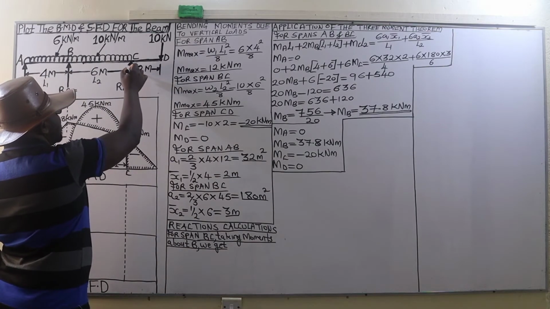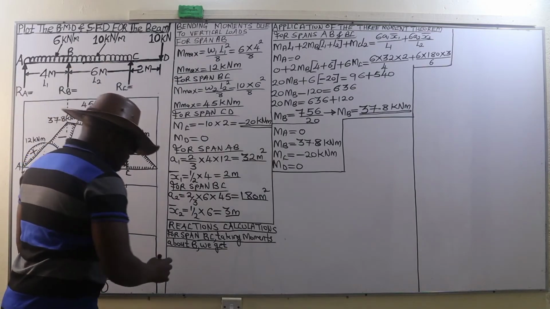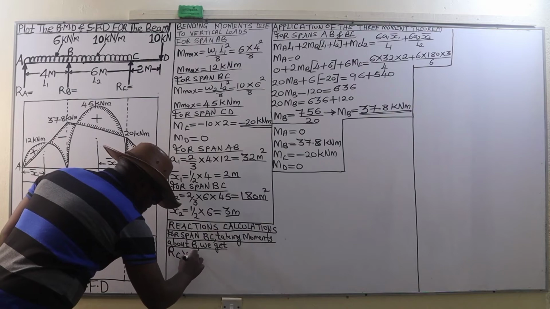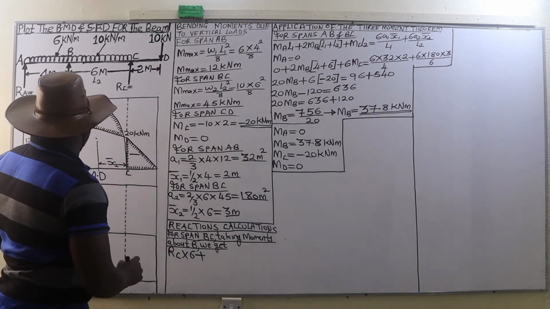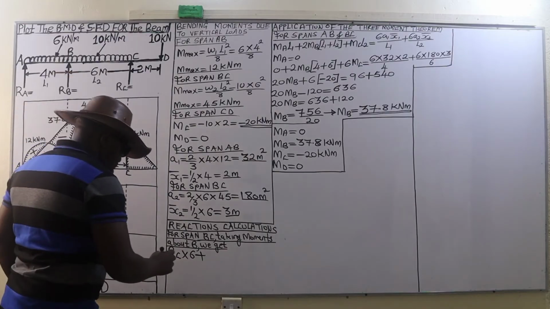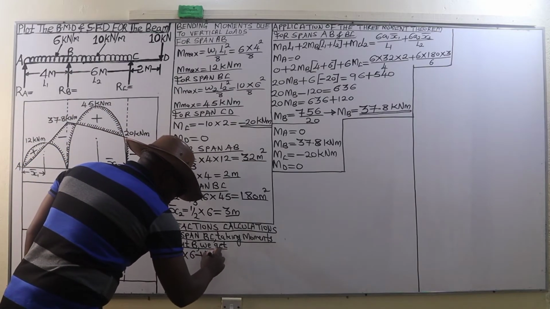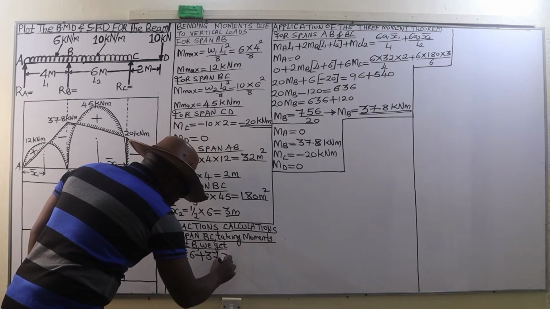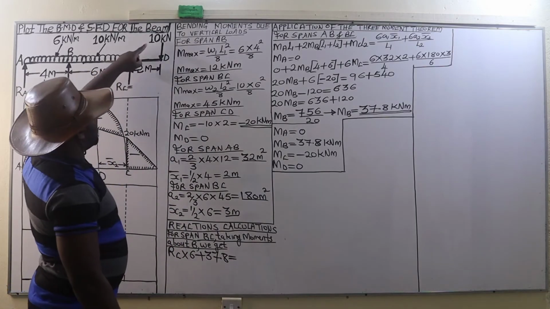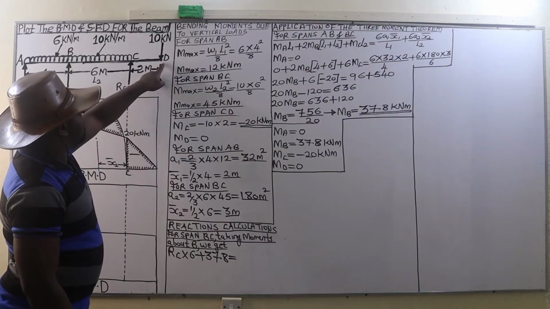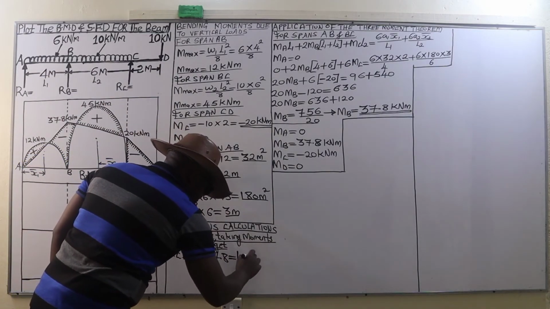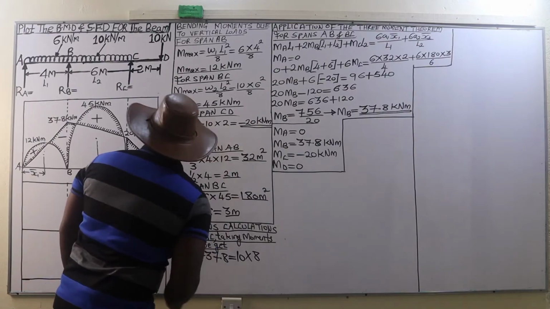So in this case, we are going to have the following anti-clockwise moments. RC multiplied by the distance from C to B, which is 6 meters. Therefore, that is RC times 6. Then we add an anti-clockwise moment, that is the bending moment at B, which we got as 37.8. This one will be equal to the following clockwise moments. 10 times the distance from D to B, which is 8 meters. So we got 10 times 8.